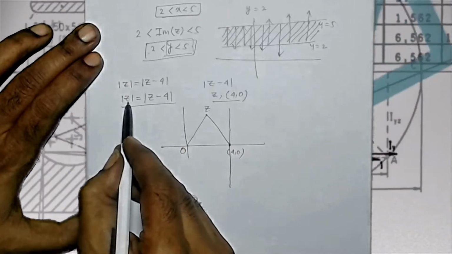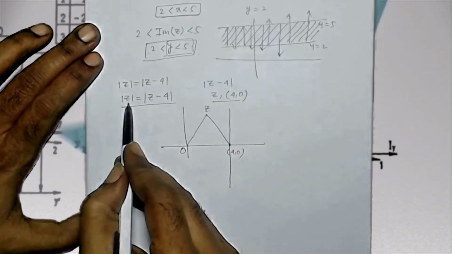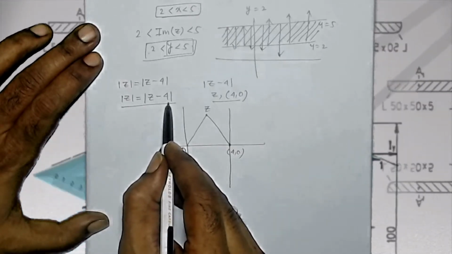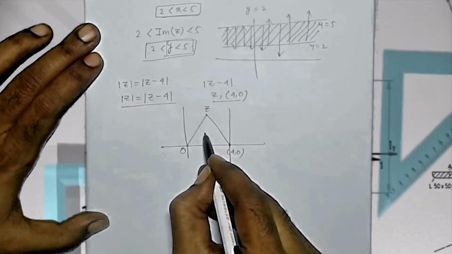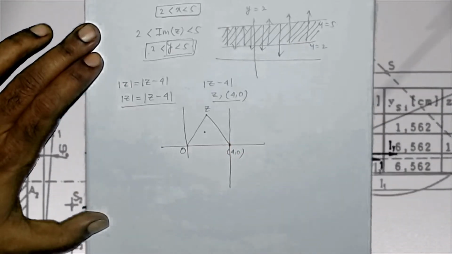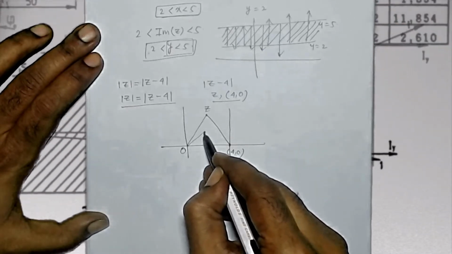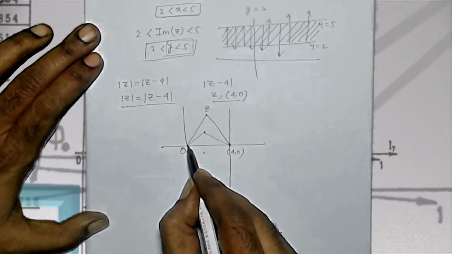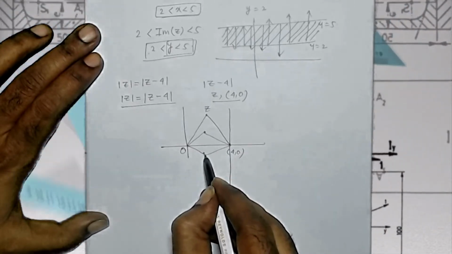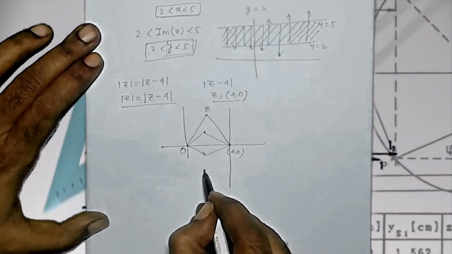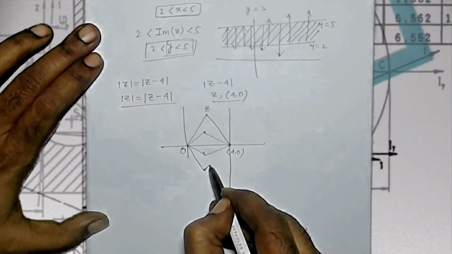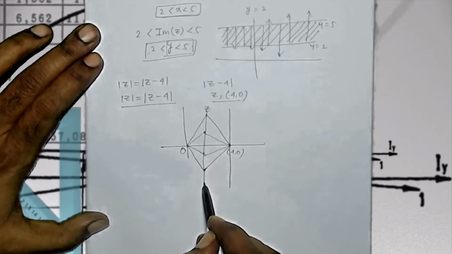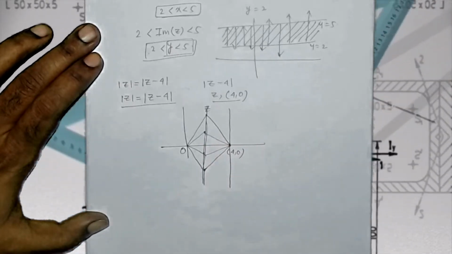The distance of the variable point z from the origin is the same as the distance of that variable point from the point 4, 0. Now the variable point can be this point also. In that case also, this distance and this distance, they are the same. Similarly, the point can be here also. In that case, this distance and this distance will be the same. Similarly, the point can be here also. Then this distance and this distance are the same. Yes or no?